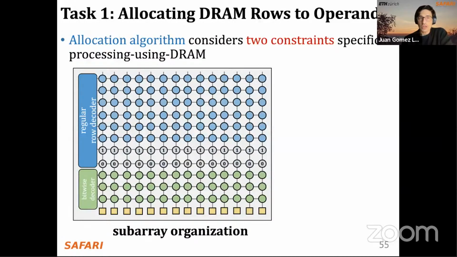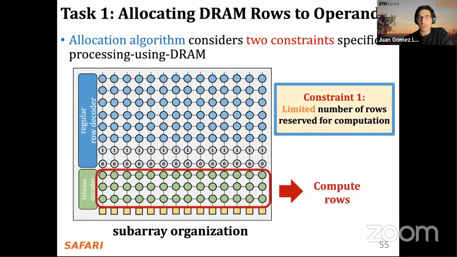The allocation algorithm that we are going to use here considers two constraints that are specific to SIMDRAM, to processing using DRAM. The first constraint is that there is a limited number of rows reserved for computation. We remember that the original Ambit paper proposes, connected to this bitwise decoder, 16 so-called designated rows or compute rows. And there are 16 in Ambit, and we still consider 16 in SIMDRAM.